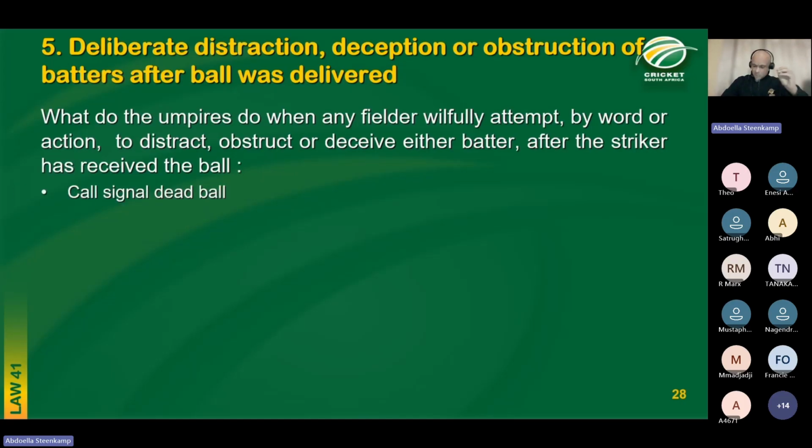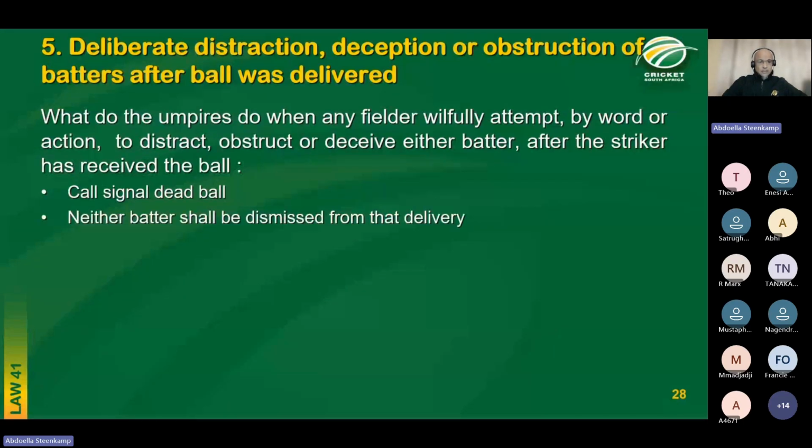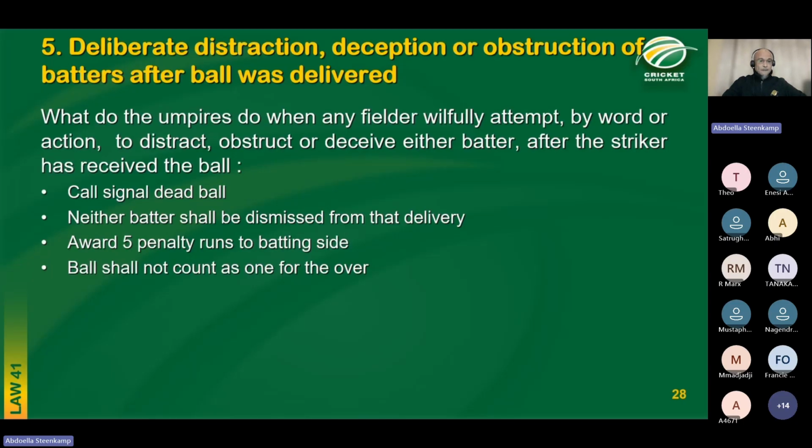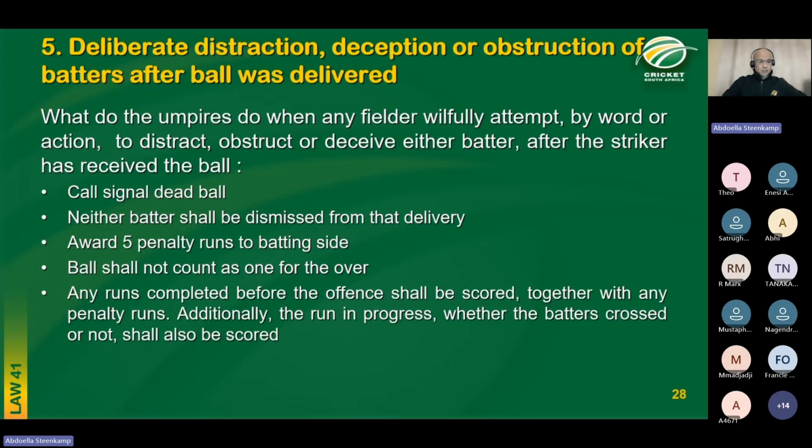The punishment is as follows. As soon as this happens, let's say an example, as soon as the bowler puts out a foot and trips the striker, call and signal dead ball. Neither batter to be dismissed from this delivery. Any type of dismissal not to be allowed from this delivery. 5 penalty runs will be awarded to the batting side. Ball not to count as one for the over.